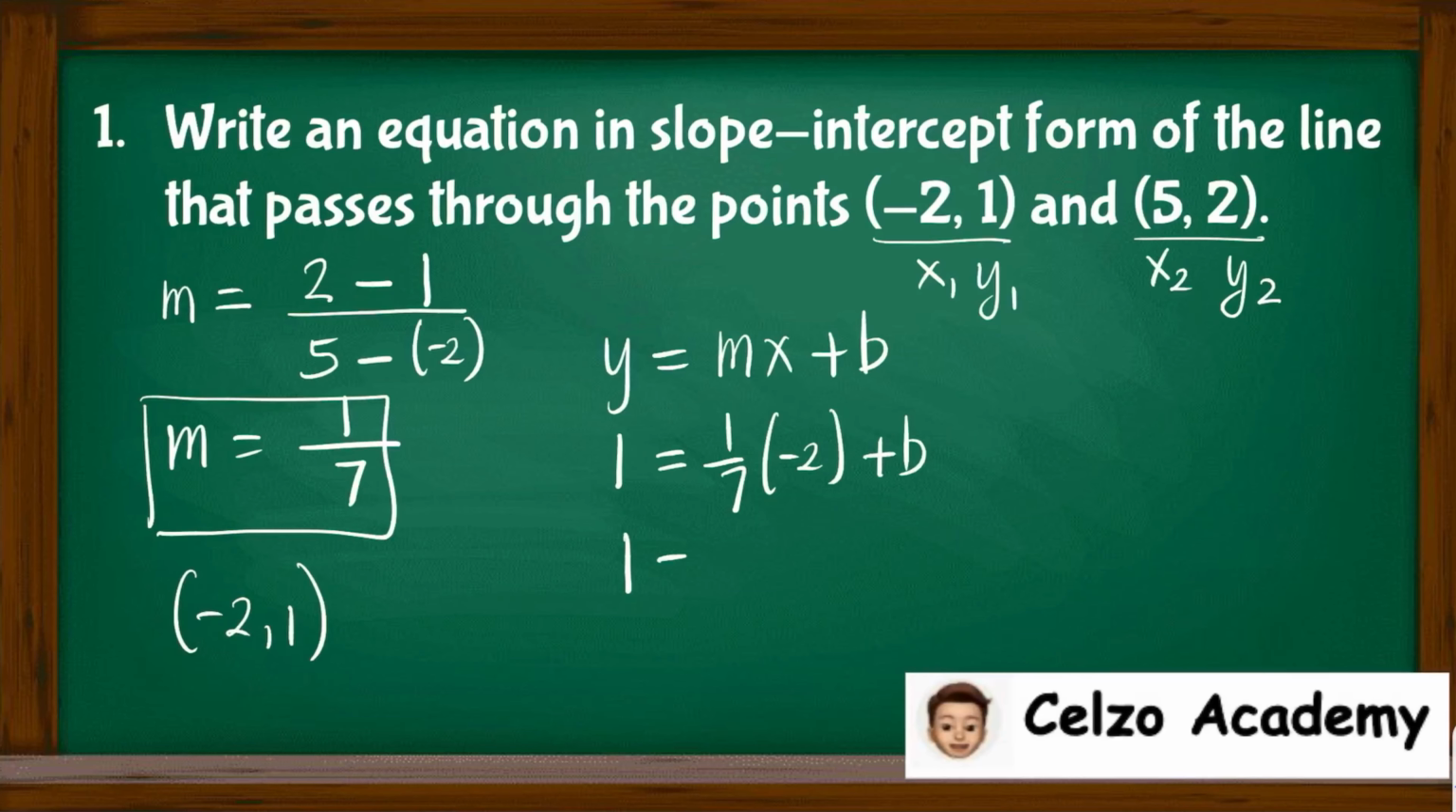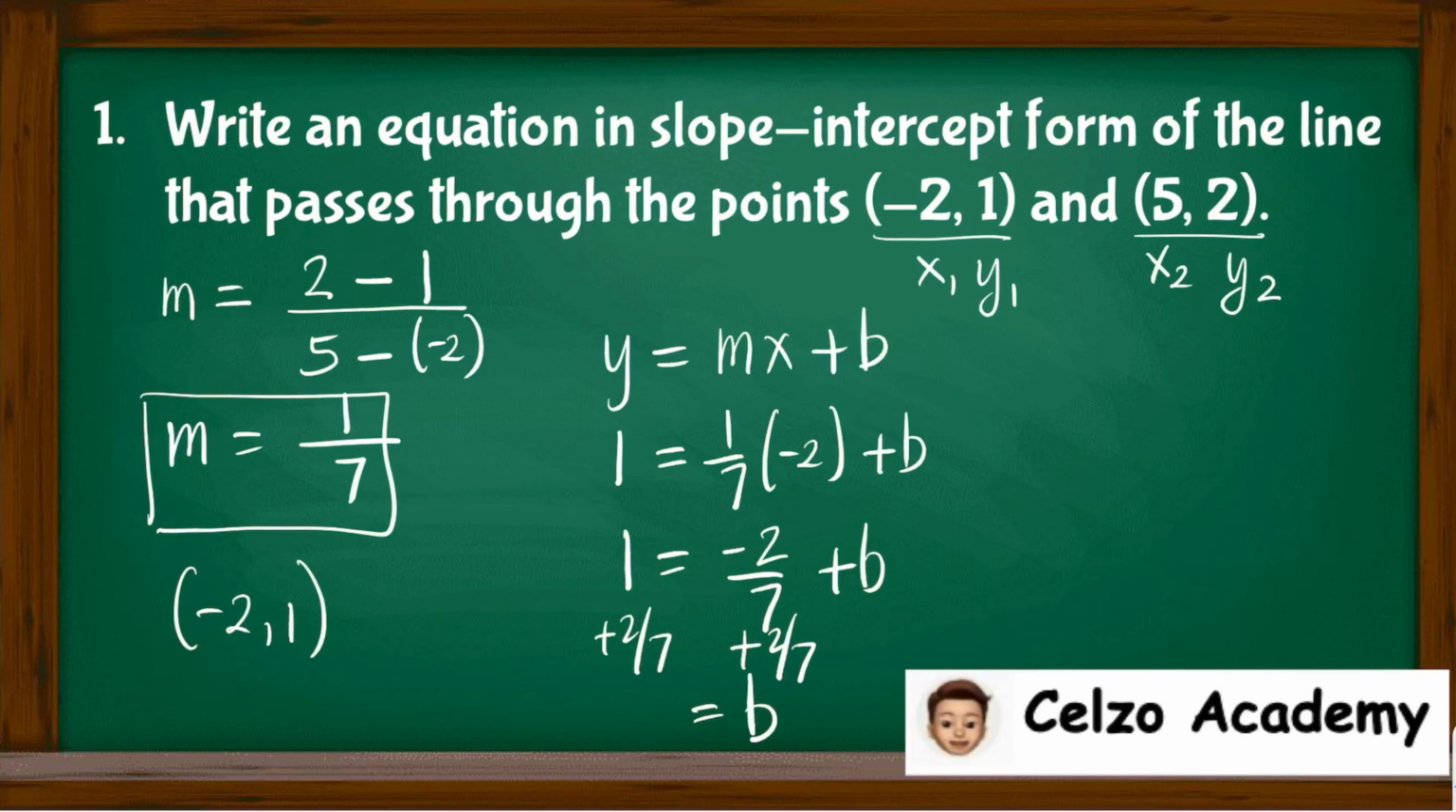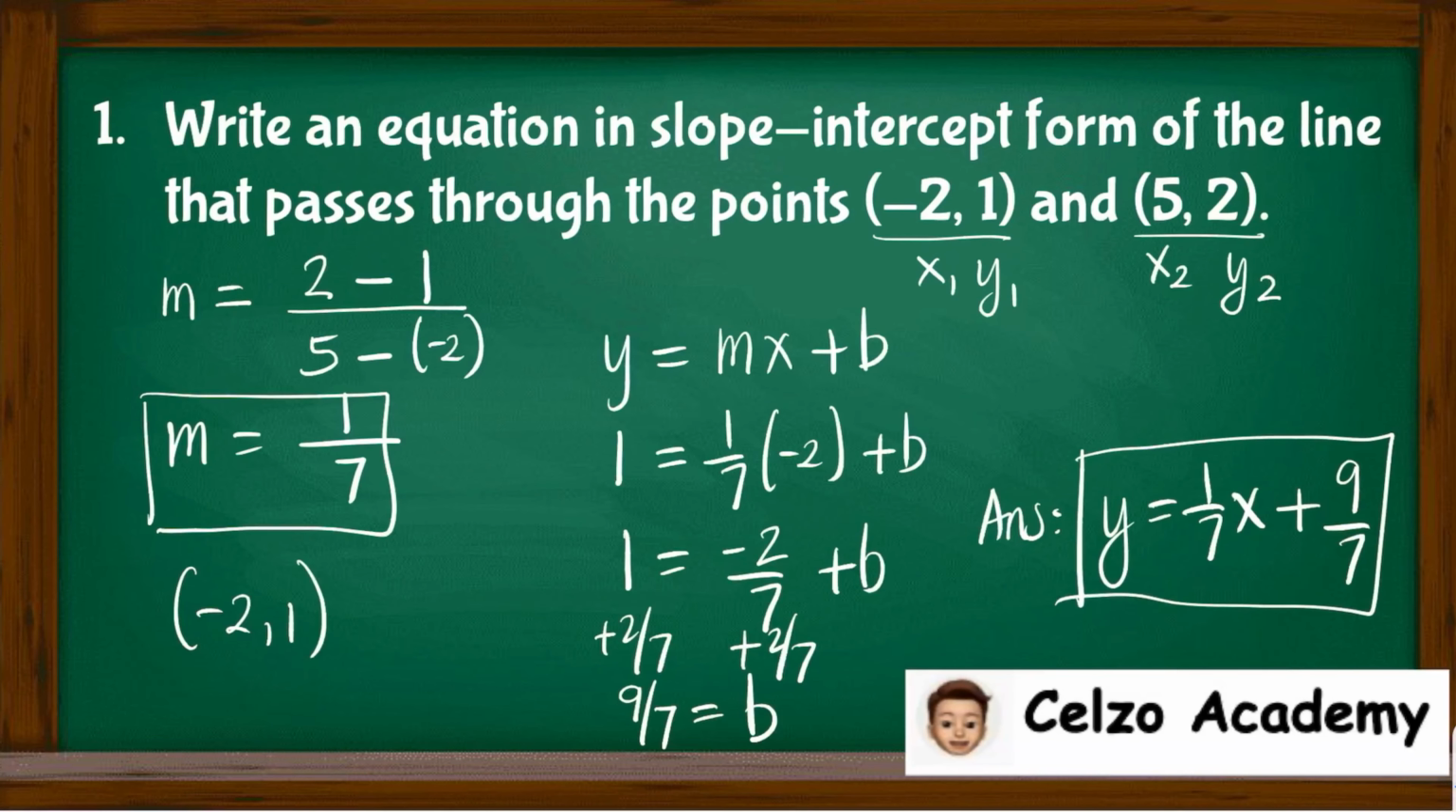So 1 is equal to 1/7 times negative 2, which is negative 2 over 7, plus b. Add 2/7 to both sides. So we now have b is equal to 1 and 2/7, or that is 9 over 7. So the equation of the line here is y is equal to slope 1/7 x plus the b value, which is 9 over 7. So the answer is y equals 1 over 7x plus 9 over 7.